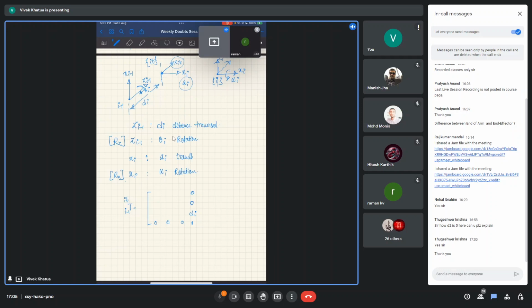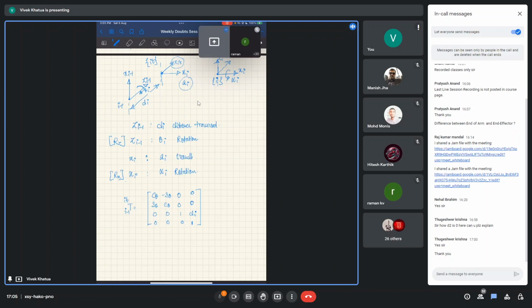So we will have an Rz theta, that is cos theta, minus sin theta, 0; sin theta, cos theta, 0; 0, 0, 1. This is how a transformation matrix will be.